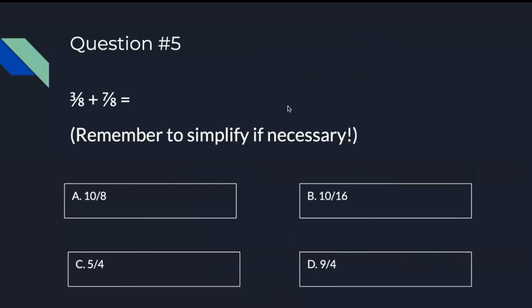Now for number 5. Okay, so fractions. 3 over 8 plus 7 over 8. So this one's pretty simple, so I'll only give you 1 minute. Go. Adding fractions, right? Let's see. Oh, remember to simplify. Okay, that's very important. Remember to simplify.